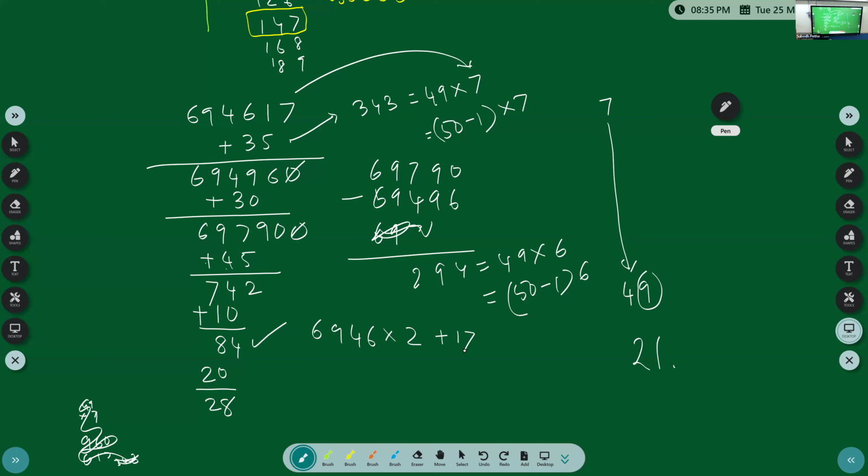Okay, so multiply by 2. And the number of units means hundreds. Multiply the hundreds by 2 and add the last 2 units. Very good. And continue that process till you get the multiple.